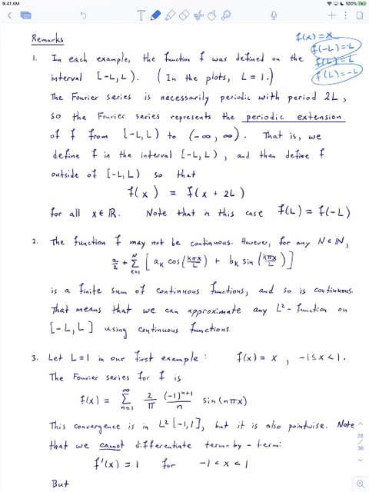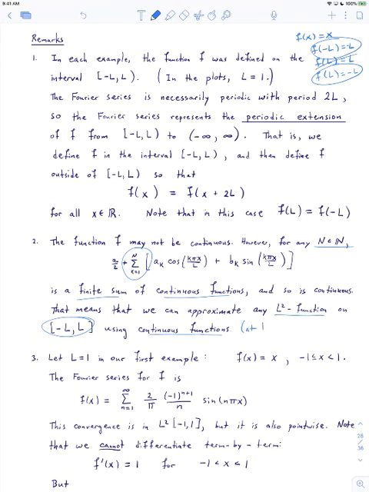Our second remark is also something that I mentioned. The function f may not be continuous. However, for any N, if you look at this partial sum, where k goes from 1 to capital N, that's a finite sum of continuous functions, and so it's necessarily continuous. That means that we can approximate any L2 function on this interval using continuous functions, because we know that we can approximate any L2 function with its Fourier series, at least in the L2 sense.